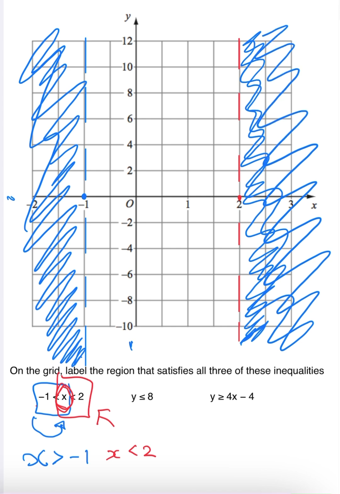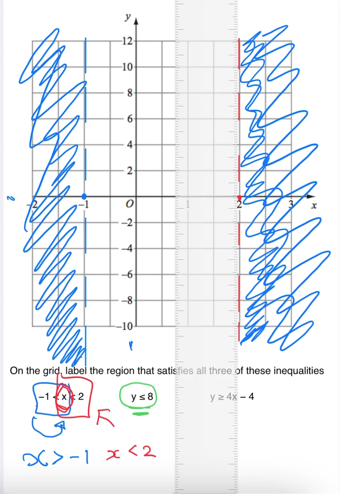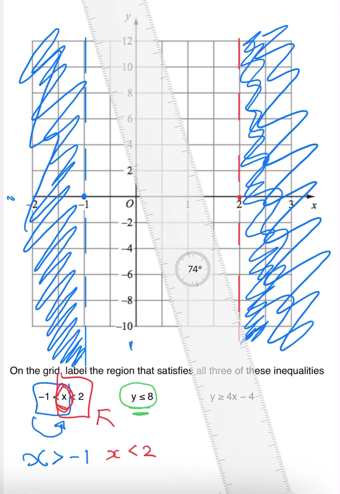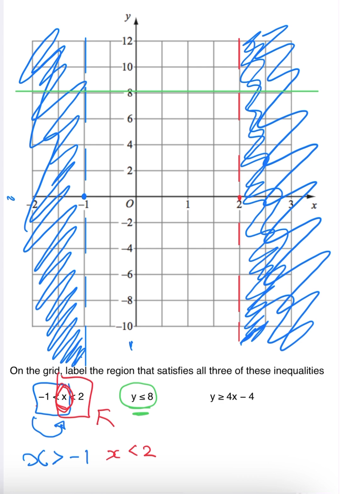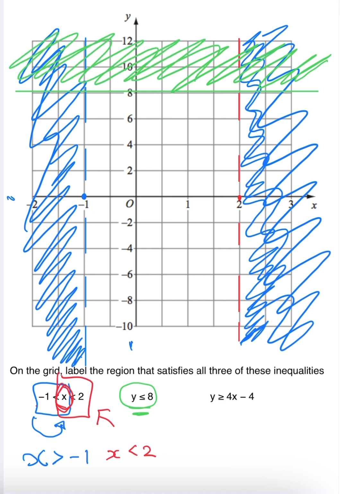So let's move on to the second one. y is less than or equal to 8. Because it's less than or equal to, we're free to draw a solid line, which makes it a bit easier. If y is equal to 8, then it's going to be here. So let's just draw a solid line through y equals 8. And if y is less than or equal to 8, then we can shade everything where y is greater than 8. And that's that.